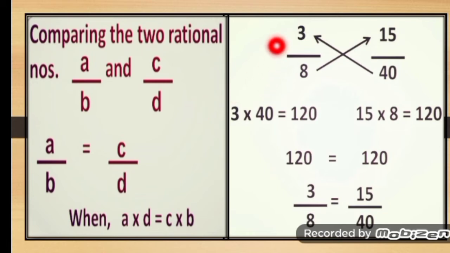Let's see the example. 3 by 8 and 15 by 40 are two rational numbers. We will compare these rational numbers now. We will do the cross multiplication: 3 multiplied by 40 and 8 multiplied by 15. The answer of both products is the same, as 120 is equal to 120. So the given rational numbers will be equal. So if the products are equal after cross multiplication, then the given rational numbers are also equal.